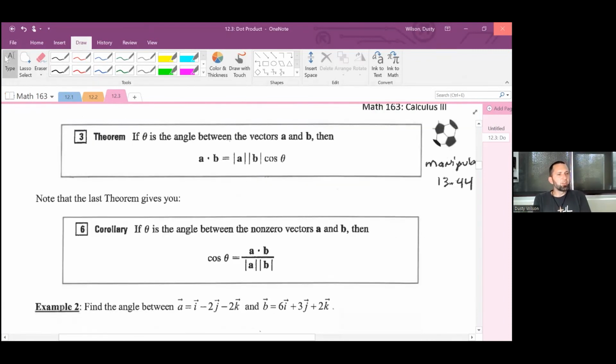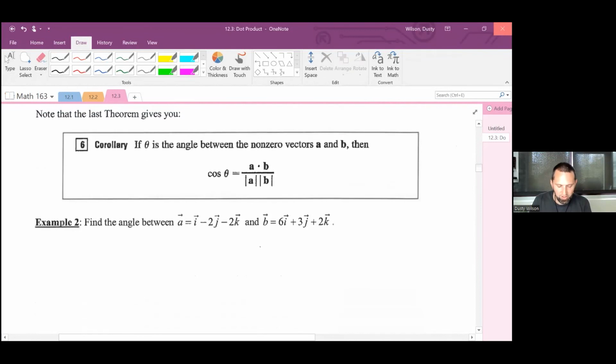So this is formalized in the next theorem. If theta is the angle between vectors A and B, then A dot B is equal to the magnitude of A times the magnitude of B times the cosine of theta. Note that this last theorem gives you a corollary. The corollary is that if theta is the angle between the non-zero vectors A and B, then the cosine of theta is equal to A dot B over the magnitude of A times the magnitude of B.